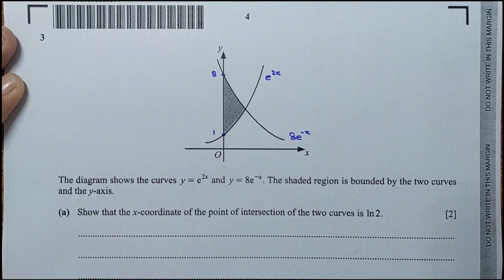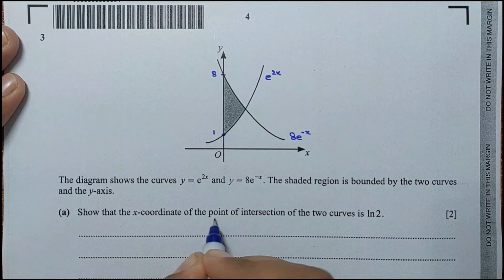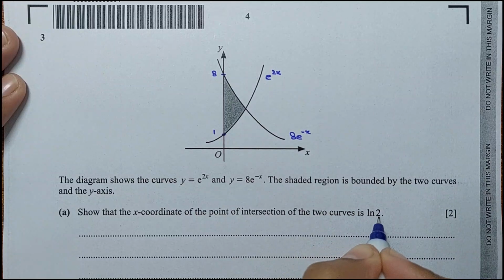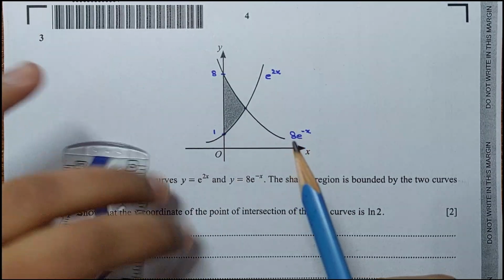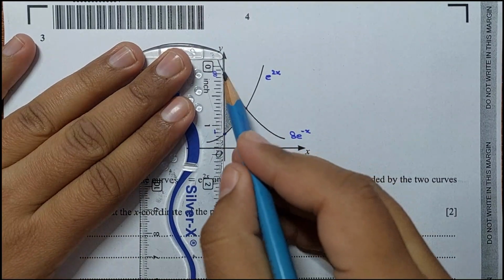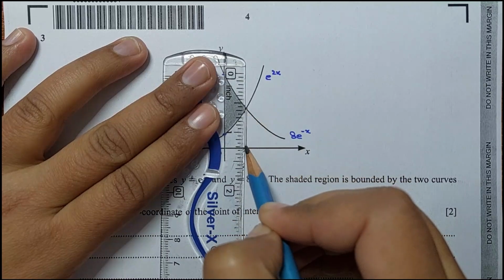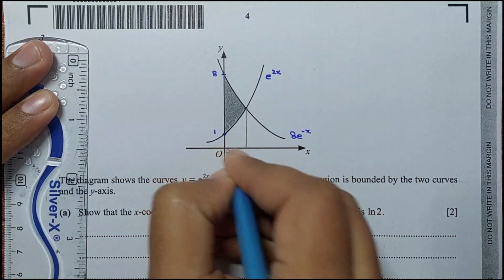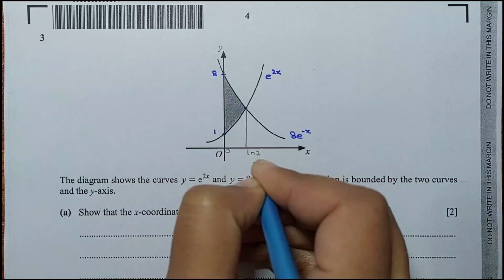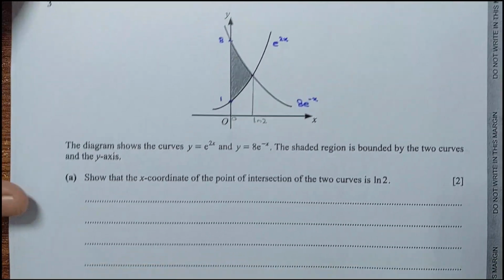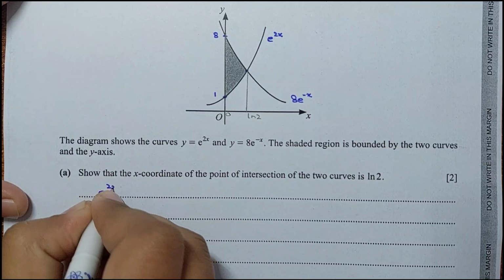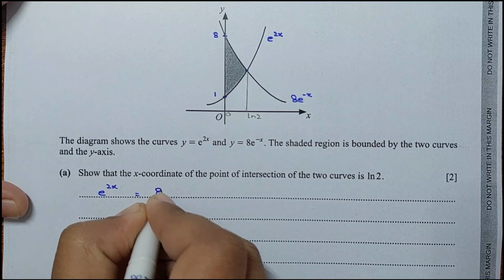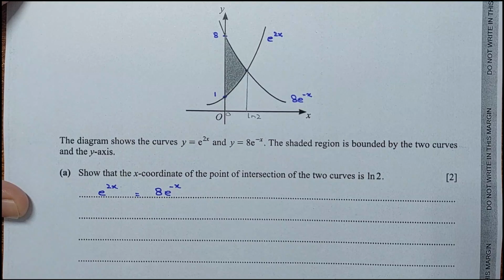Now for part A, show that the x coordinate of the point of intersection of two curves is ln2. For the point of intersection of two curves, we just need to solve for its x coordinate. Here the x value is 0, and here we have ln2. So the first curve e power 2x equals the second curve 8 e power minus x.